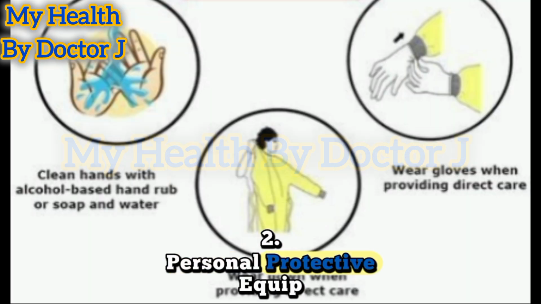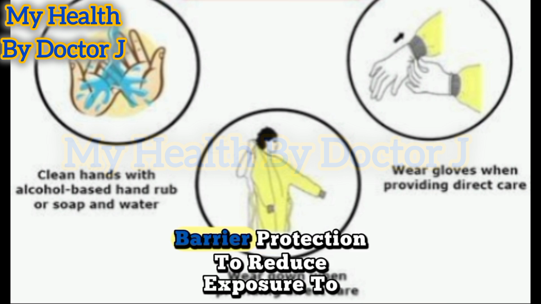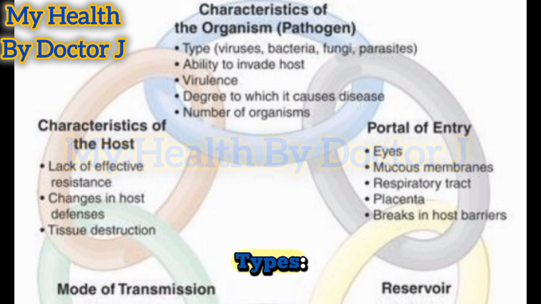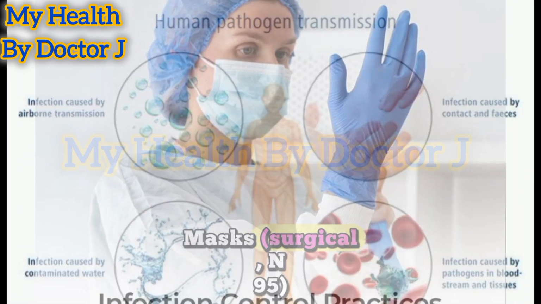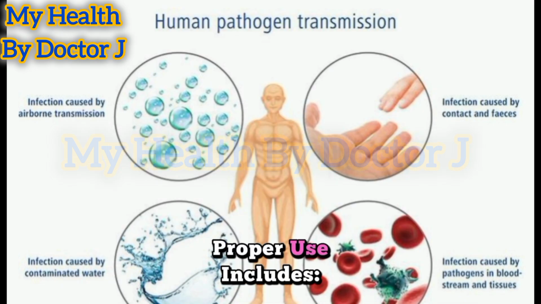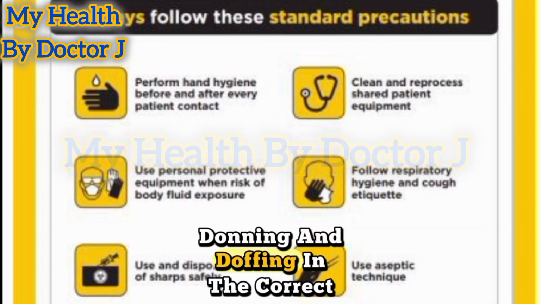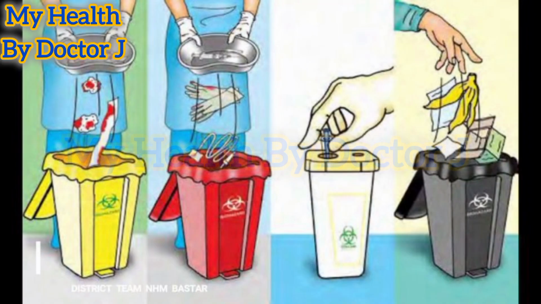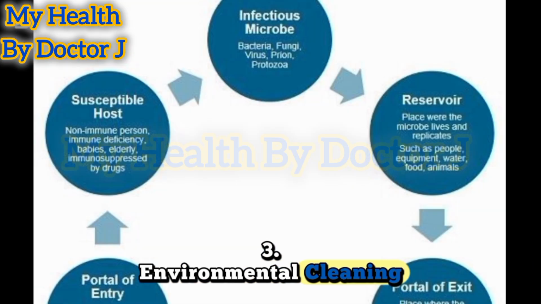2. Personal protective equipment (PPE). Barrier protection to reduce exposure to infectious agents. Types: gloves, masks (surgical, N95), gowns, eye protection. Proper use includes donning and doffing in the correct sequence, disposing of PPE safely, using PPE appropriate to the risk level. 3. Environmental cleaning.